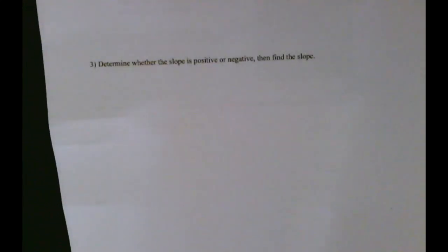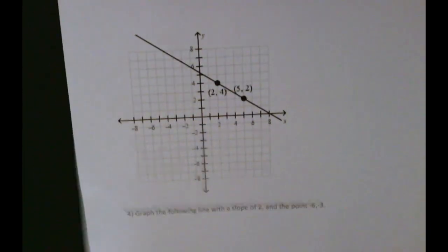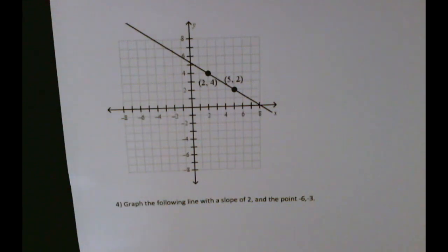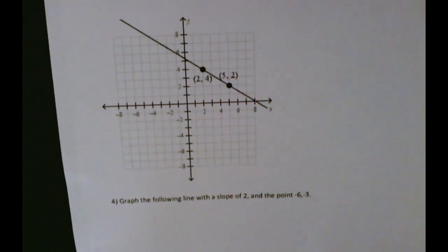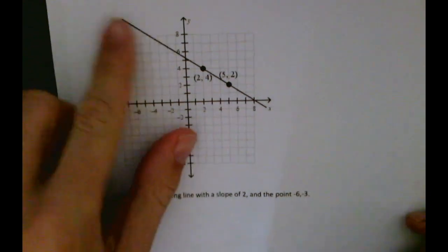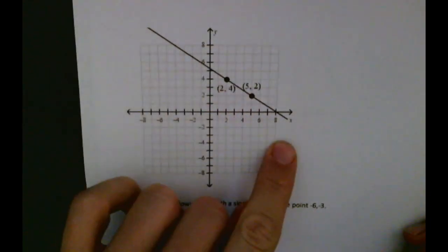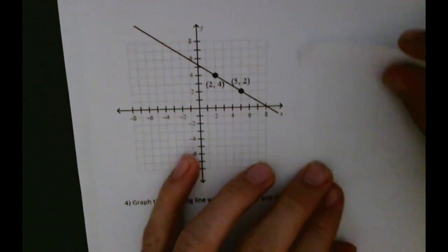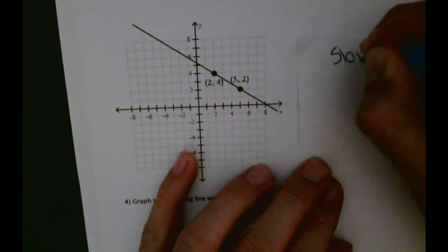Number 3. To determine whether the slope is positive or negative, then find the slope. Here we're given the following line, and we want to determine whether it's positive or negative. Do you remember how to find out whether a slope is positive or negative? Well, in this case, our slope is negative. See how it's going down in this direction? So we can conclude, first, that our slope is negative.